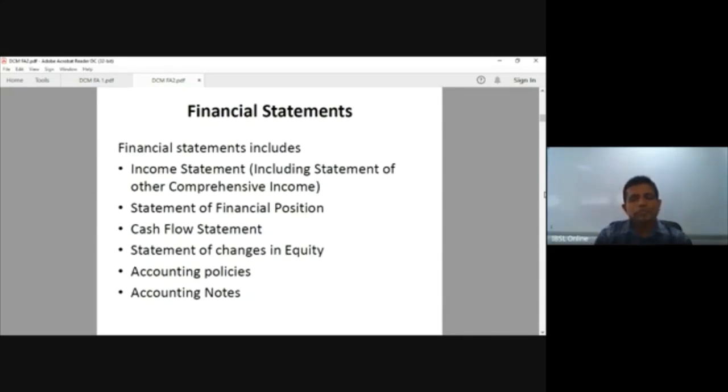This was previously discussed a couple of times. Financial statements include the income statement, including the statement of other comprehensive income, which we will discuss in a later part. Then the statement of financial position, that is called the balance sheet. Then the cash flow statement, statement of changes in equity, accounting policies and accounting notes.